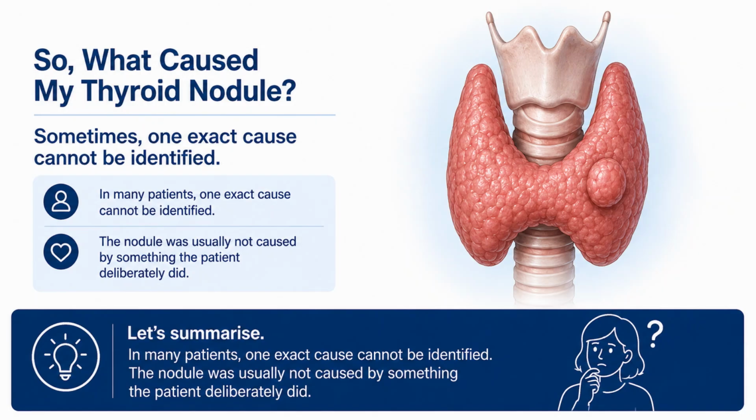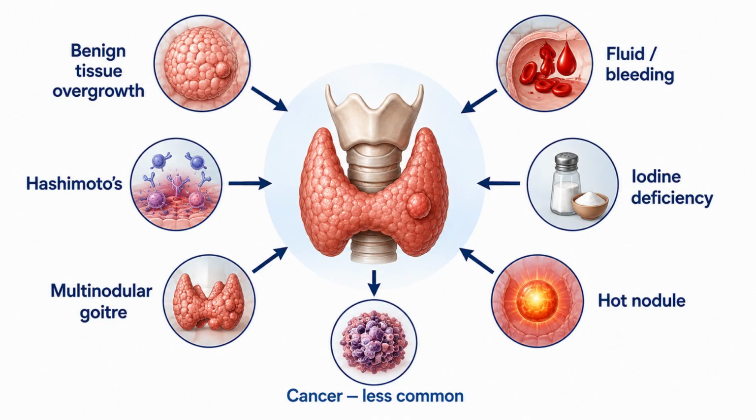So, what caused my thyroid nodule? Let's summarize. In many patients, one exact cause cannot be identified. The nodule was usually not caused by something the patient deliberately did. Common causes include benign overgrowth of normal thyroid tissue, fluid or bleeding within an existing nodule, long-term inflammation from Hashimoto's thyroiditis, long-standing iodine deficiency, multinodular goitre, and a hot thyroid nodule that produces hormone independently. Thyroid cancer can also cause a nodule, but it is a less common explanation.